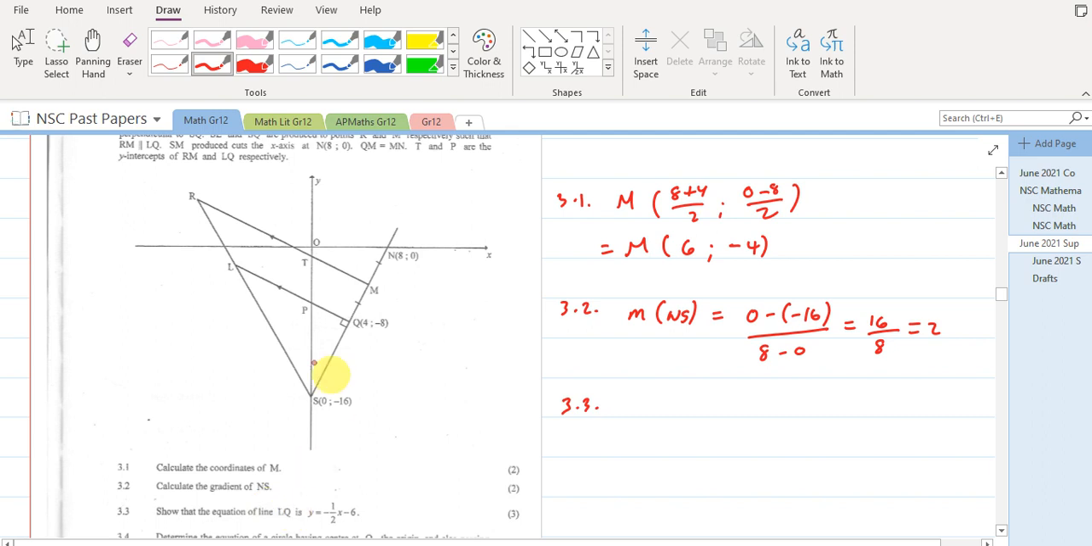3.3: Show that the equation of the line LQ is... Obviously, the gradient of LQ is equal to negative a half, because LQ is perpendicular to NS.